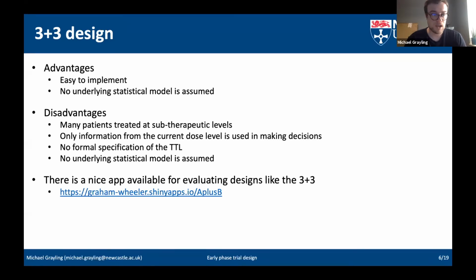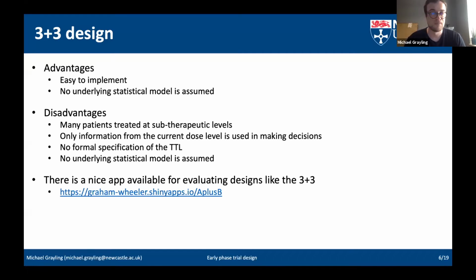However, because this design has been used so much, it has been studied an awful lot now, and there really are quite a large number of disadvantages. So in particular, it's been shown that many patients actually end up being treated at subtherapeutic levels. Probably the biggest disadvantage, in my opinion, is this second bullet point here, that only your information from the current dose level is actually being used to make your decisions. But actually going about and figuring out which one is the MTD or what dose to give next isn't done very reliably.